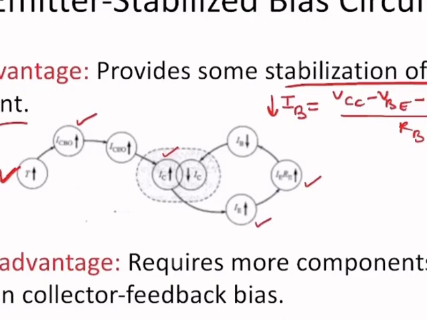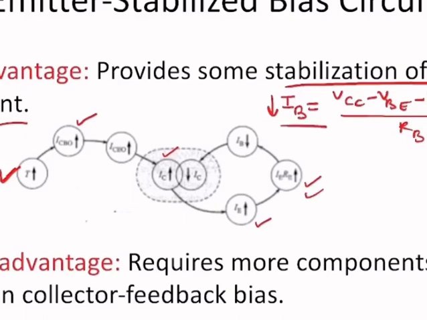It means it will provide some stabilization of the operating point, or we can say the increase in collector current due to temperature will be compensated by the decrease in base current in this way.